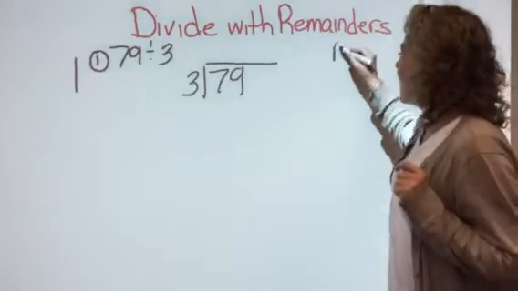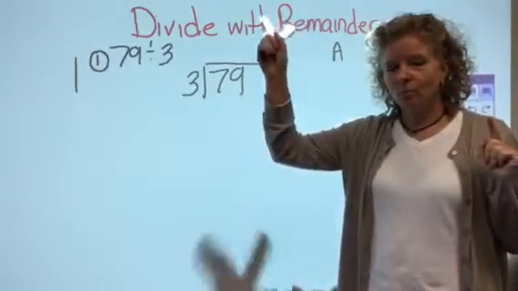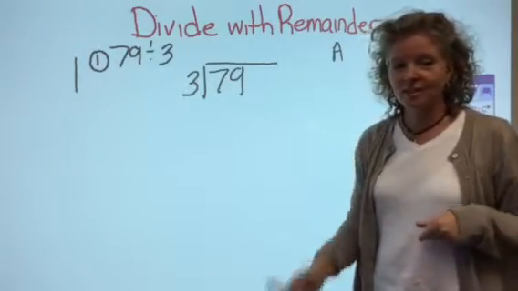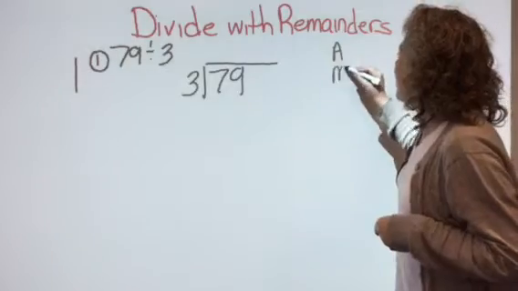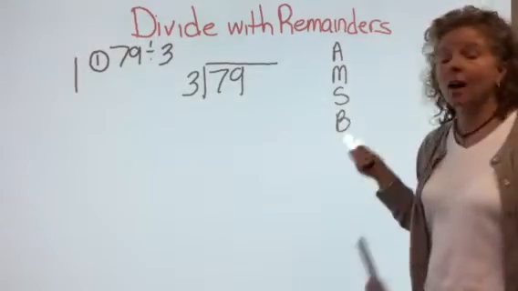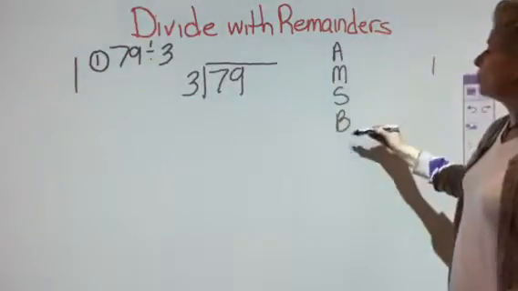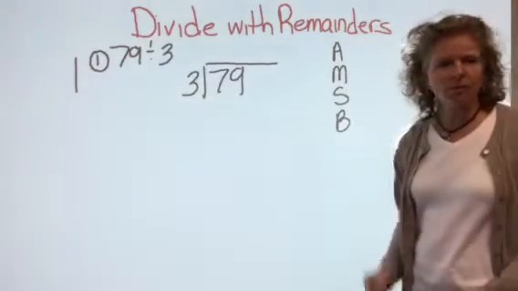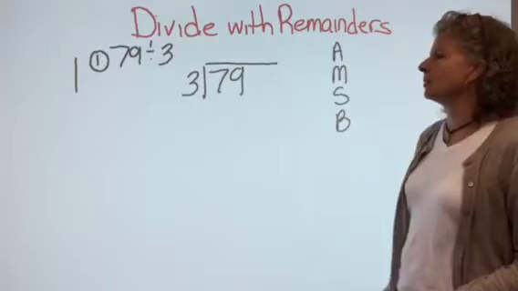The first one is ask. We have to ask, then we multiply, subtract, bring down. Ask, multiply, subtract, bring down. I recommend writing those 4 letters on the side of your sheet of paper so you can make sure you're following those steps.